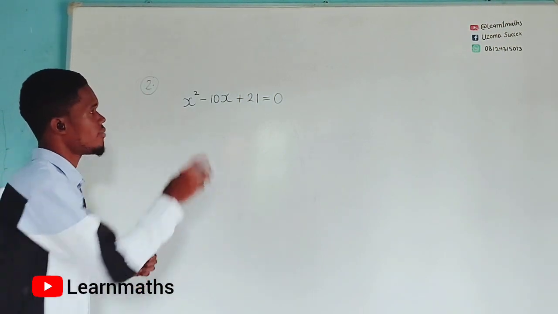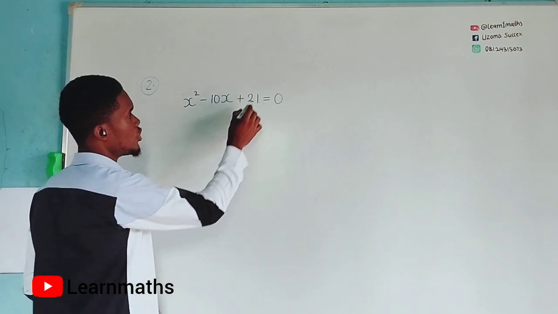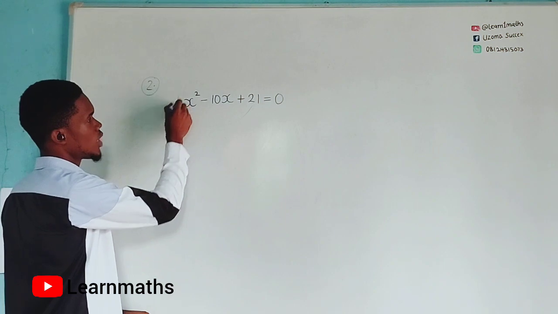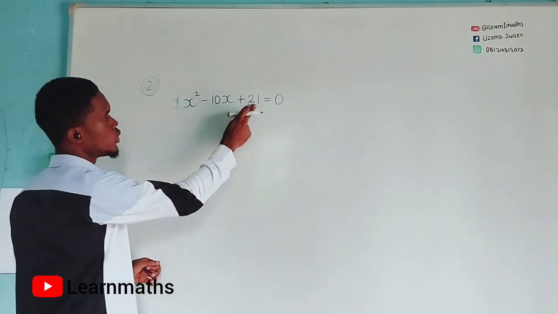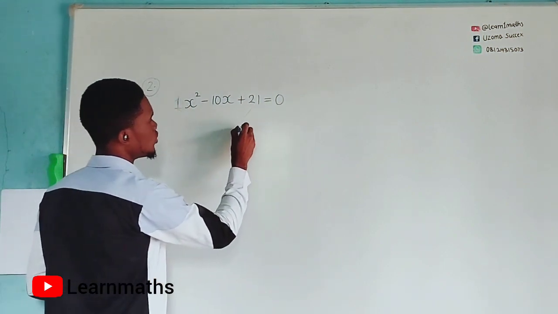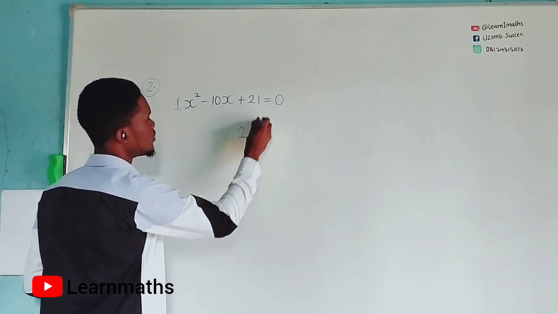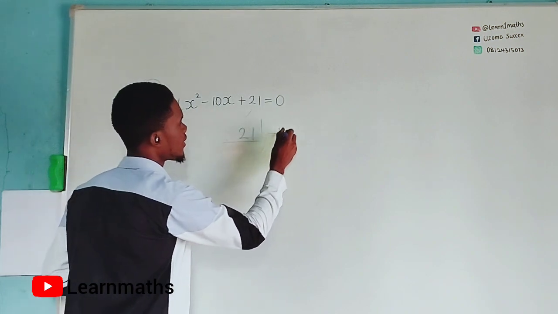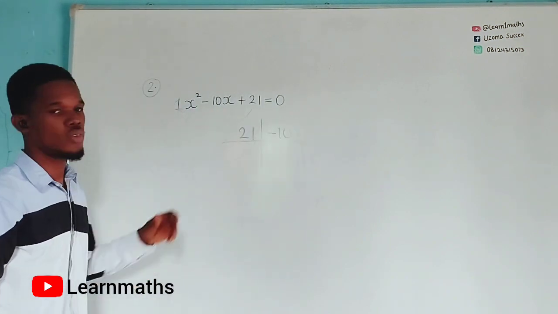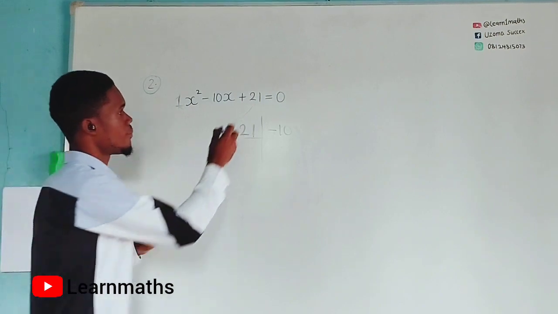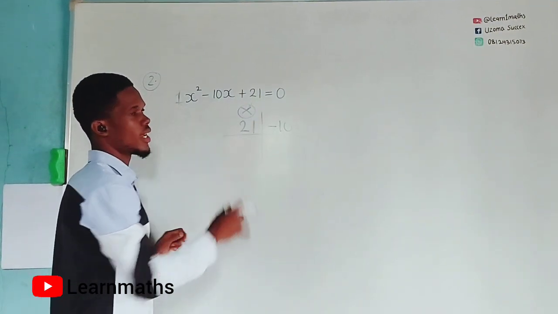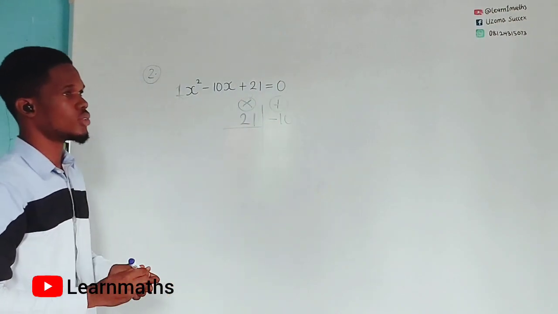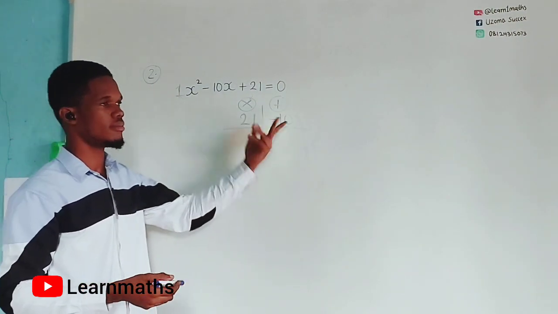Now what's the first step when factorizing this kind of quadratic equation? You multiply the last term with the coefficient of x squared, which is 1, right? So 21 times 1 is 21. Then the middle term is negative 10. So you look for two numbers that when you multiply them, give you 21, and when you sum them up, give you negative 10.